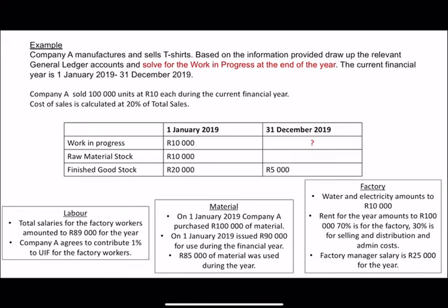So a company A manufactures and sells t-shirts. Based on the information provided, draw up the relevant ledger account. And what we are asked to do is find the work in progress at the end of the year. Okay, we sell 100,000 units at 10 Rand each, and our cost of sales is 20% of total sales. We then get information based on the labor, the material, and the factory in order to produce these t-shirts.